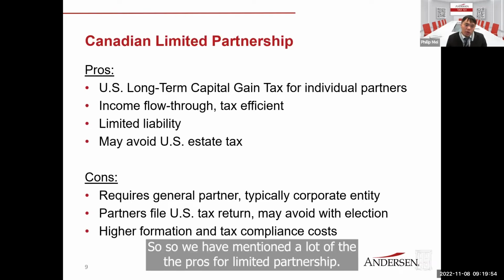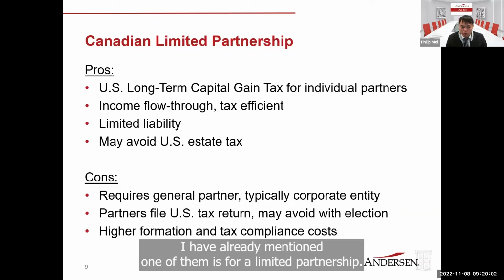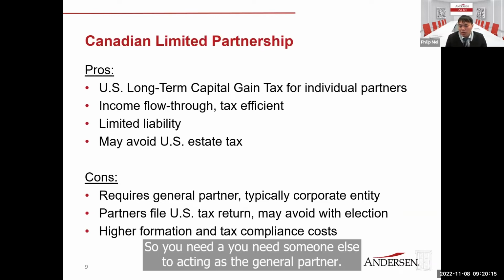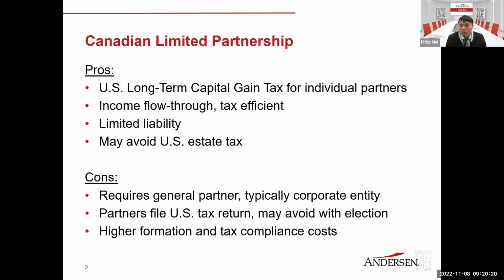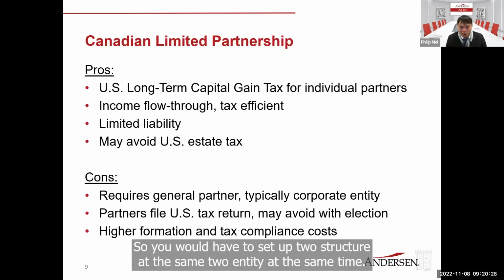So we have mentioned a lot about the pros for a limited partnership. It does come with some drawbacks as well. Atif already mentioned one of them: for a limited partnership, you need to have more than one party to be a partnership. You can't be a partner by yourself. So you need someone else to act as the general partner. And due to the unlimited liability for the general partner, we would typically want a corporate entity that comes with limited liability to begin with. So you would have to set up two entities at the same time.